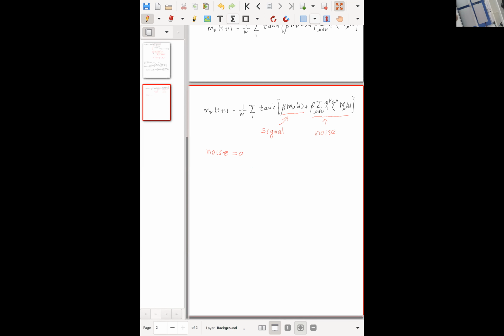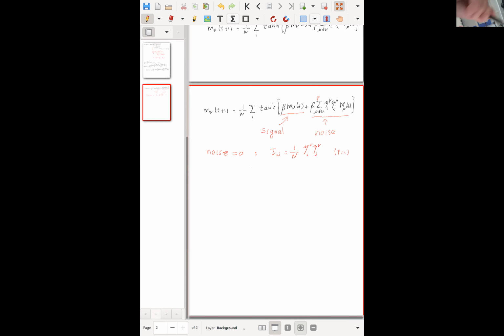So that happens, for instance, if there's only one memory. If P is the number of memories, so this sum is the P, if P equals 1, then noise equals 0, and this is equivalent to J_ij equals 1 over n, eta_i nu eta_j nu. So there's only one memory, okay? In this case, if mu is not equal to nu, there's nothing there. So this is P equals 1.